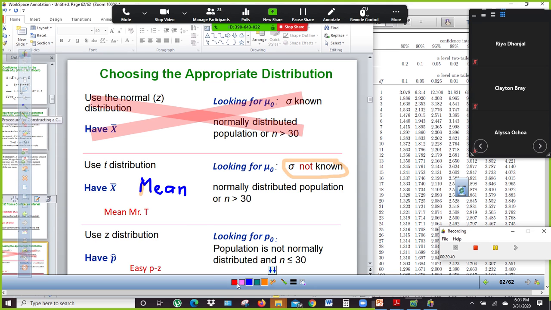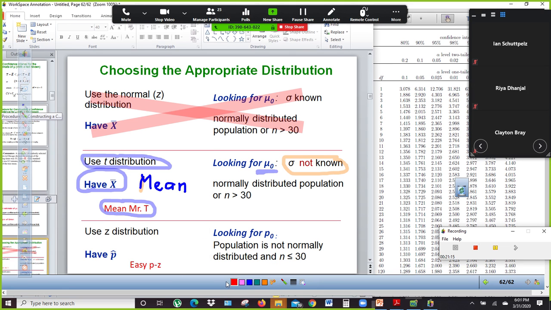So for this one, that's when we have an X bar, a sample mean, and we're trying to guess what the population mean is. This is going to use a T distribution. How do you remember that? Just think of mean Mr. T. Mr. T, he's not mean, but he looks mean. So because Mr. T looks mean, just remember mean Mr. T, and that'll remind you, when you see a mean, use the T distribution.